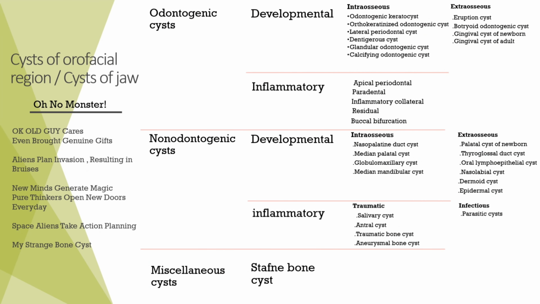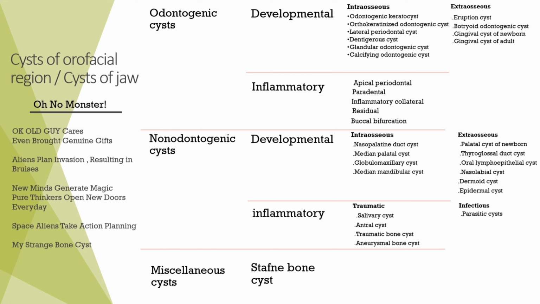Hi there. So today we're going to discuss the classification of cysts of the jaw. So, odontogenic cyst, non-odontogenic cyst, and the miscellaneous cyst. Before we start, you must always remember that odontogenic and non-odontogenic will always have two sub-classifications, which are developmental and inflammatory.